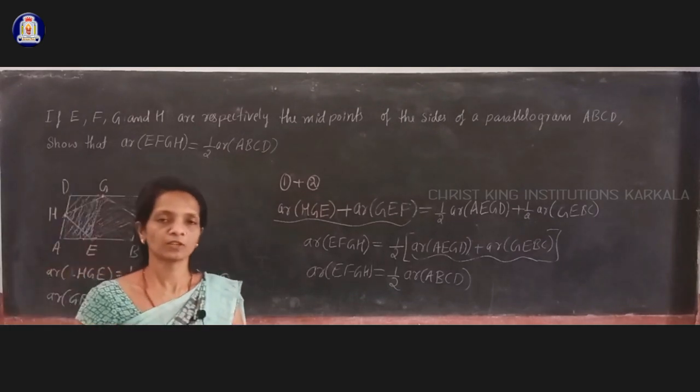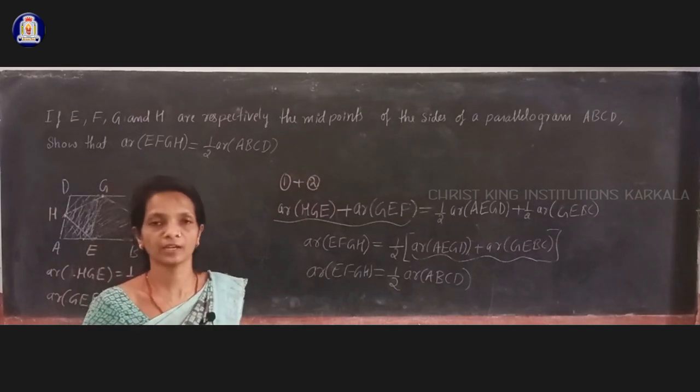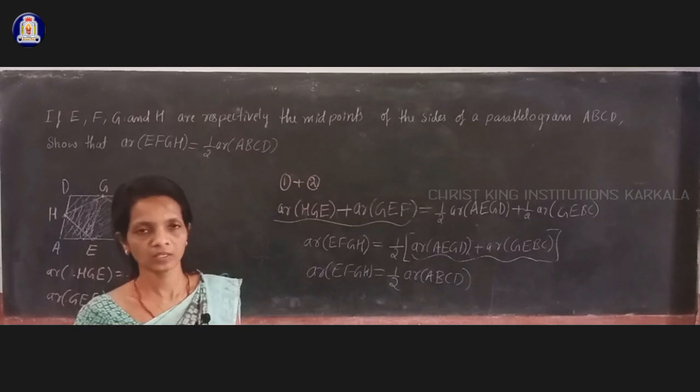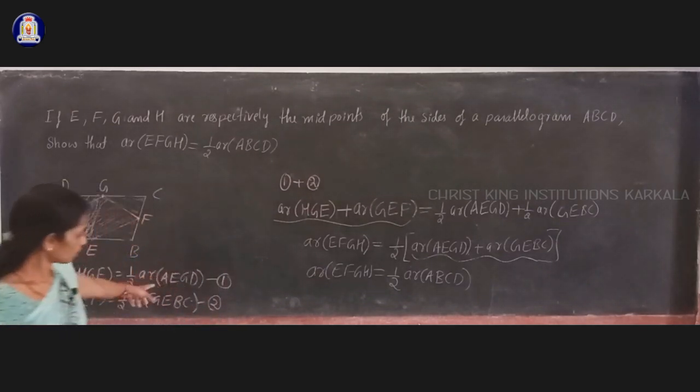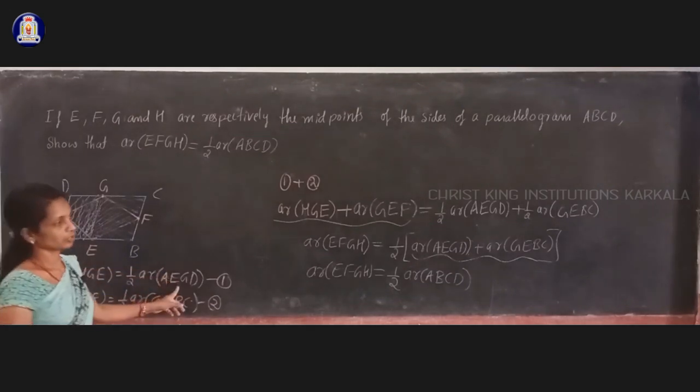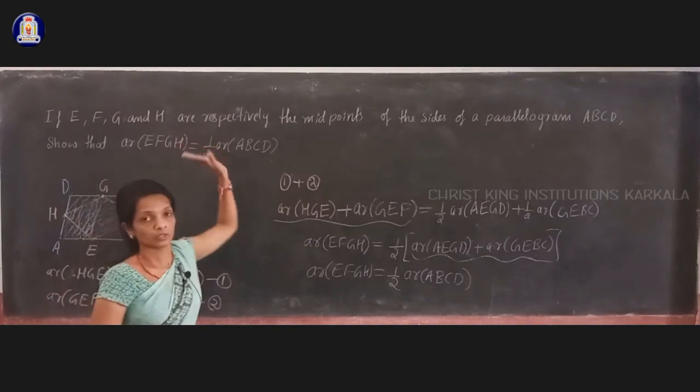Okay, for this you have to use that the area of a triangle is half the area of a parallelogram if the triangle and parallelogram are on the same base and between the same parallels. We used that 2 times, and we got equation 1 and equation 2, then we added, then we observed the figure and we got this. Okay, thank you.